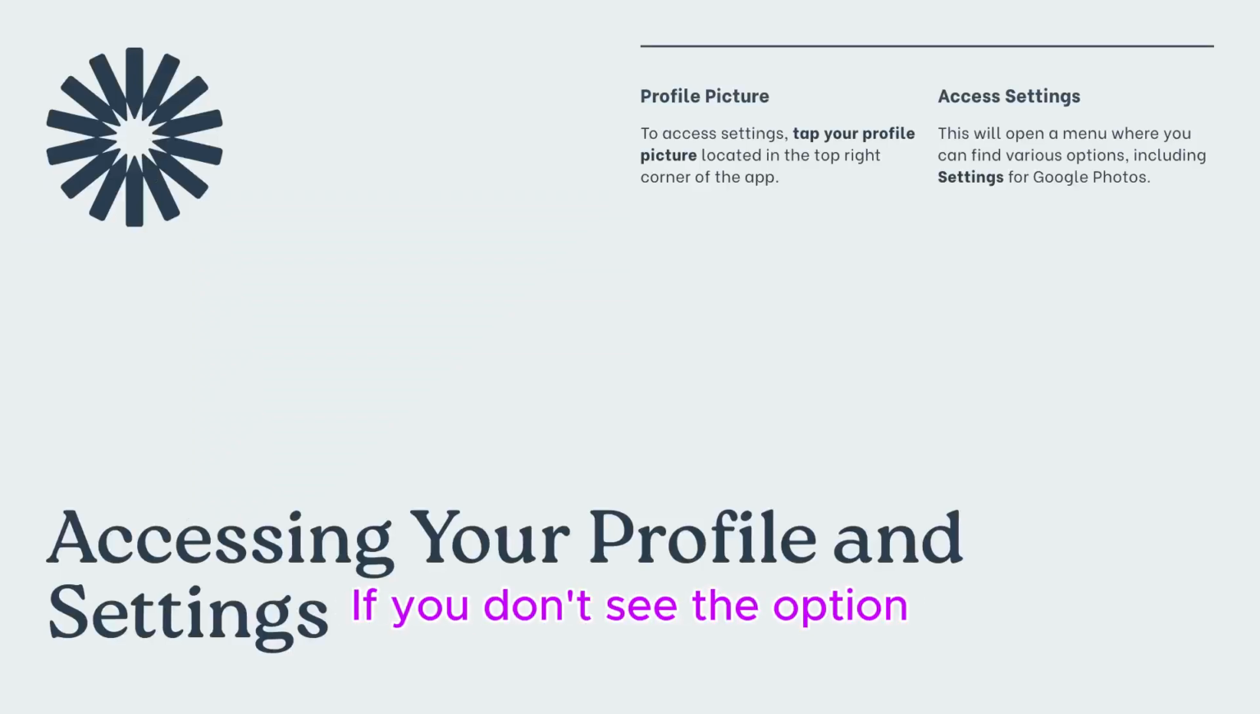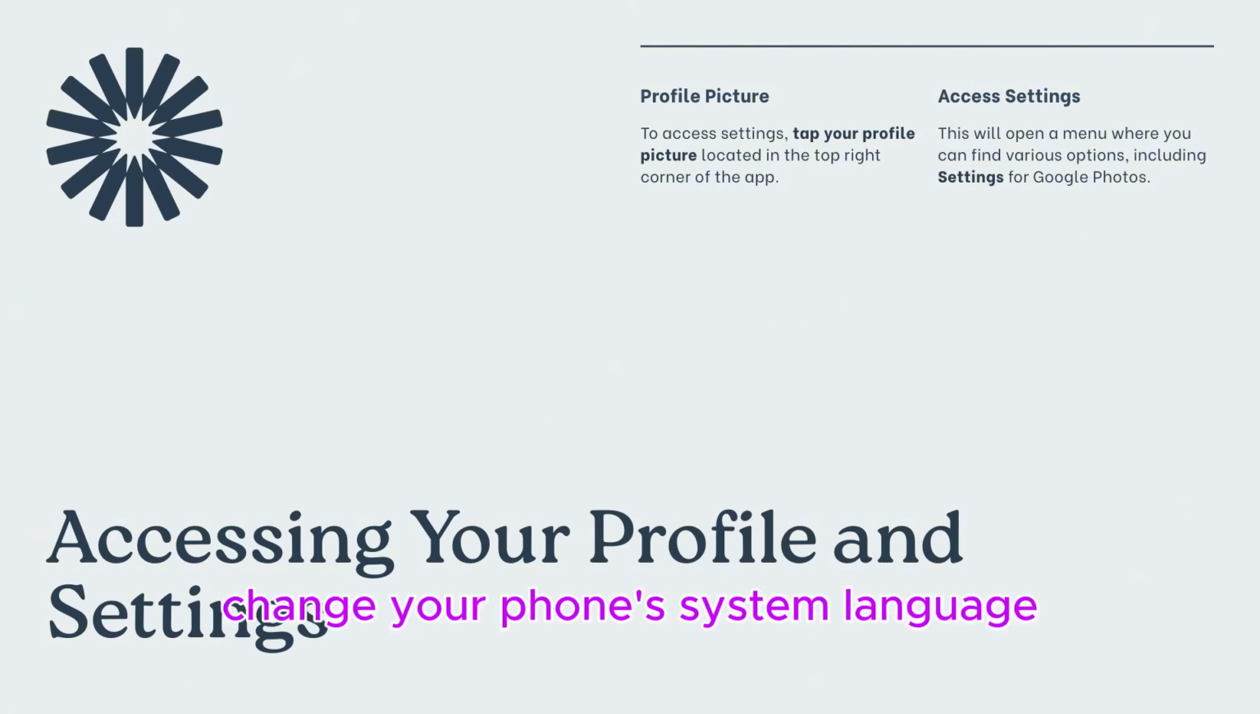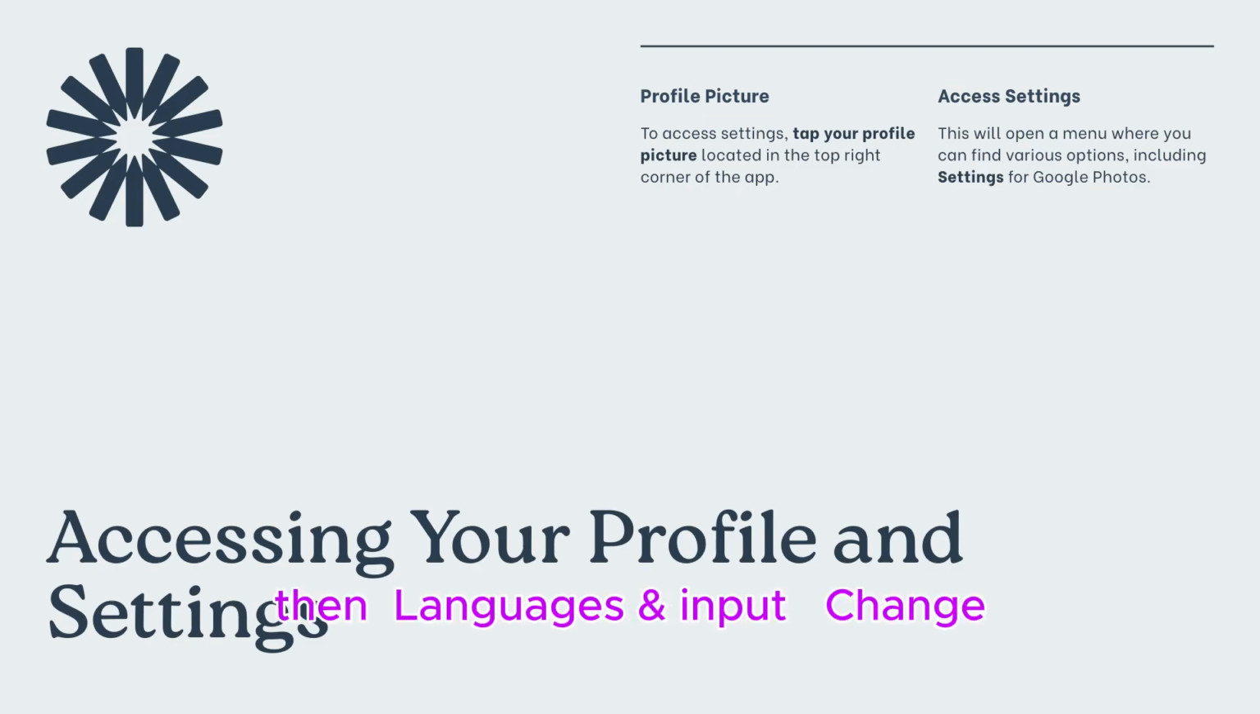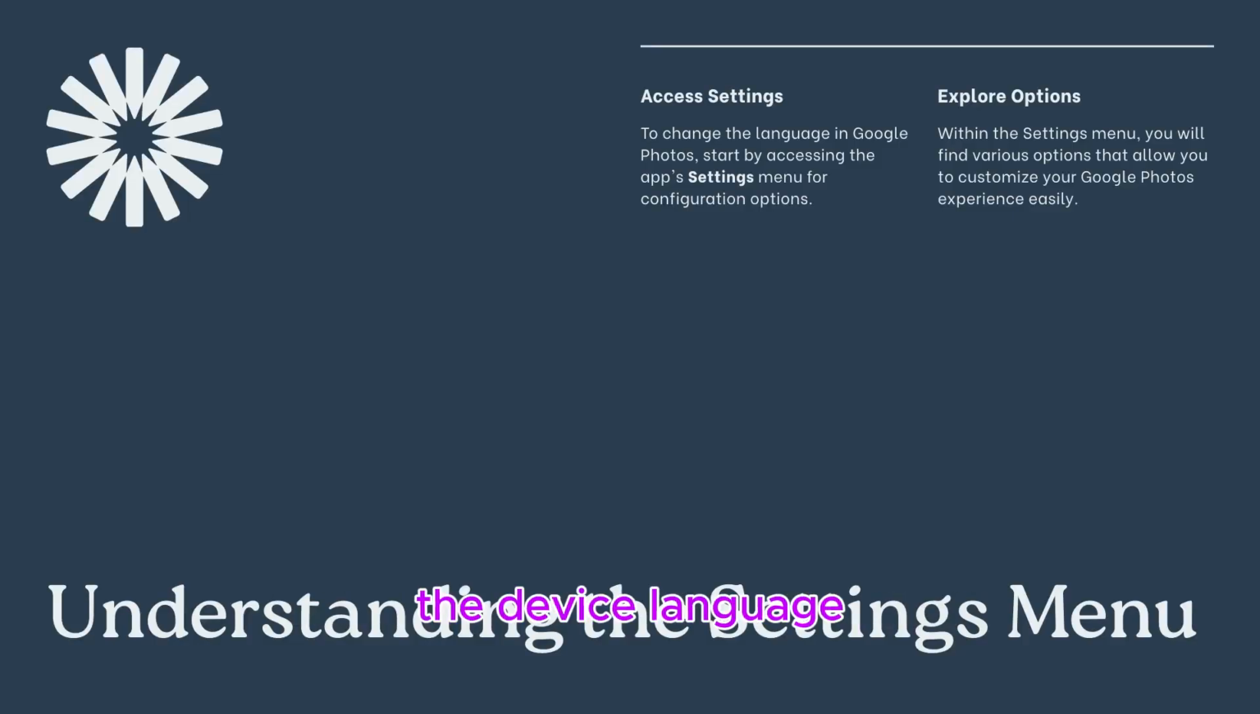If you don't see the option, change your phone's system language. Go to your phone's settings, tap System, then Languages and Input. Change the device language, and Google Photos will follow.